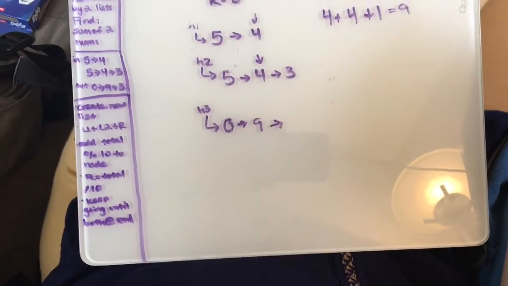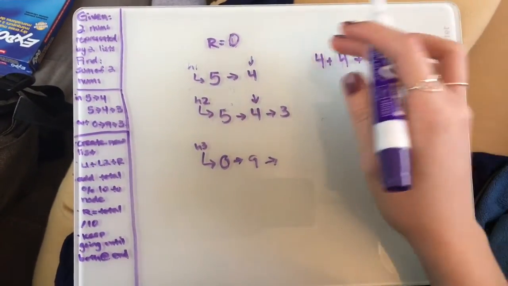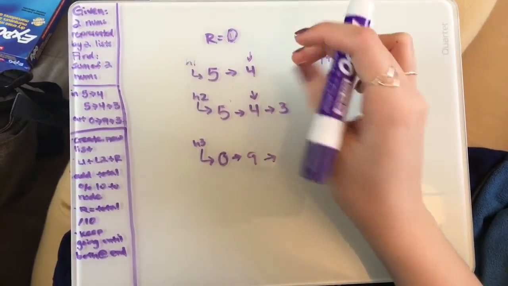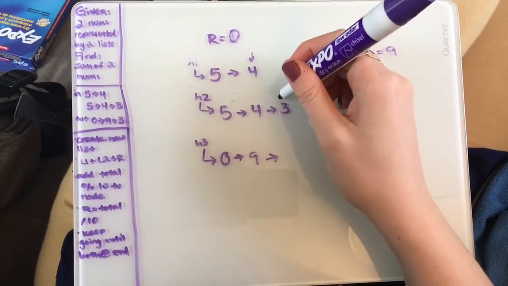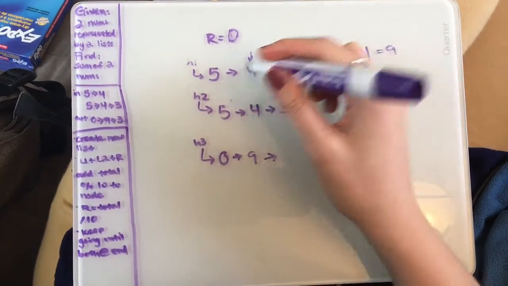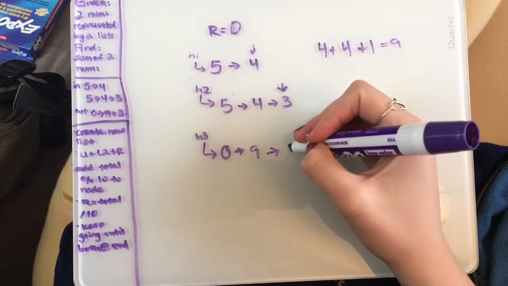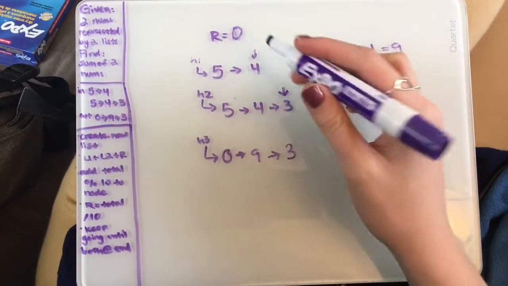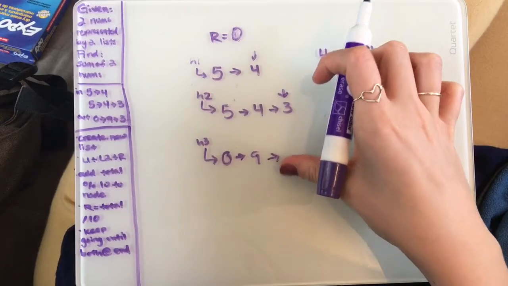Now our pointer can't move on here. So if either one is null, we'll just add any remainder plus that.